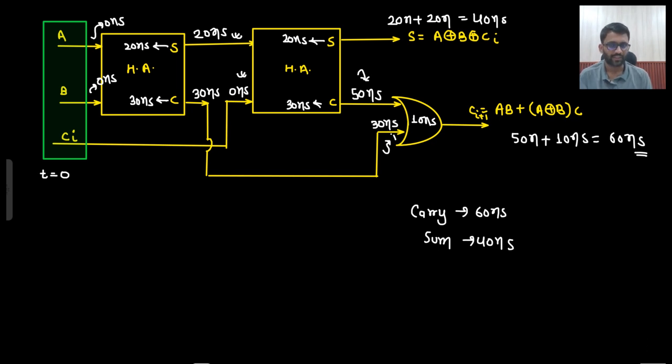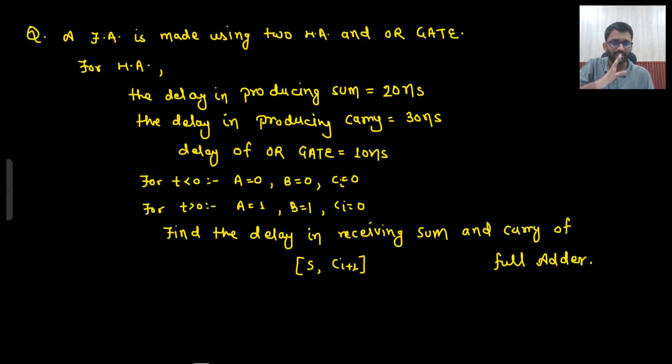Let's move towards the next question. So the difficulty level will increase. This was the least difficulty level, now it will increase. So this question is given. For t less than 0, a is 0, b is 0, ci is 0. For t greater than 0, a is 1, b is 1, ci is 0. Same question is there, same delays are there, I have just changed the condition. Do you think there will be any change in the final answer? Well, 98% people will say, sir, there will be no change. Why would there be a change? But there will be a change. Let's check that out.